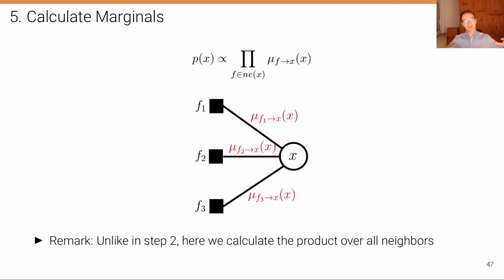And then finally, once we have applied this algorithm and it has converged, we can read off the marginal distributions by simply taking the product of all the messages coming into a particular variable. Now, in this case, the difference, unlike in step 2, is that here we calculate the product over all the neighbors. So there's no factor that we're sending a message to. So we are taking the product of all the incoming messages. And then we know that the distribution must be proportional to this. It's not normalized. There's no guarantee for normalization here. But because we're getting out a vector, it's easy to normalize that vector to 1. And that we can do in post-processing.